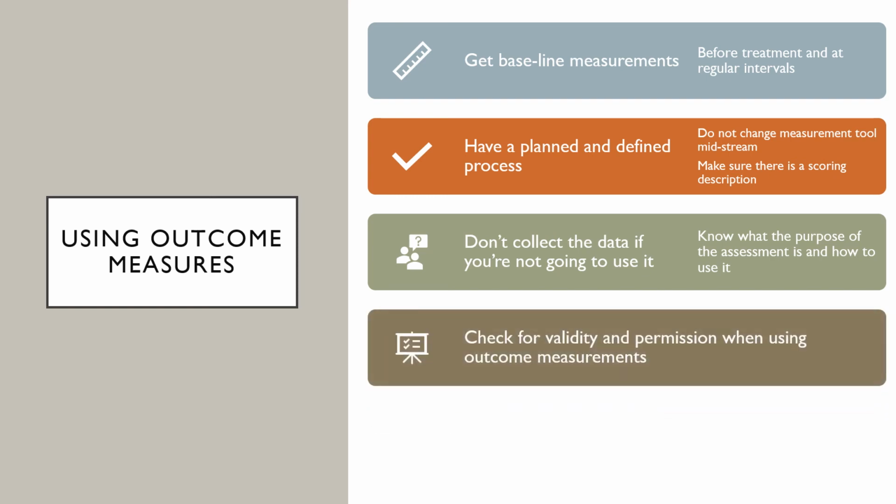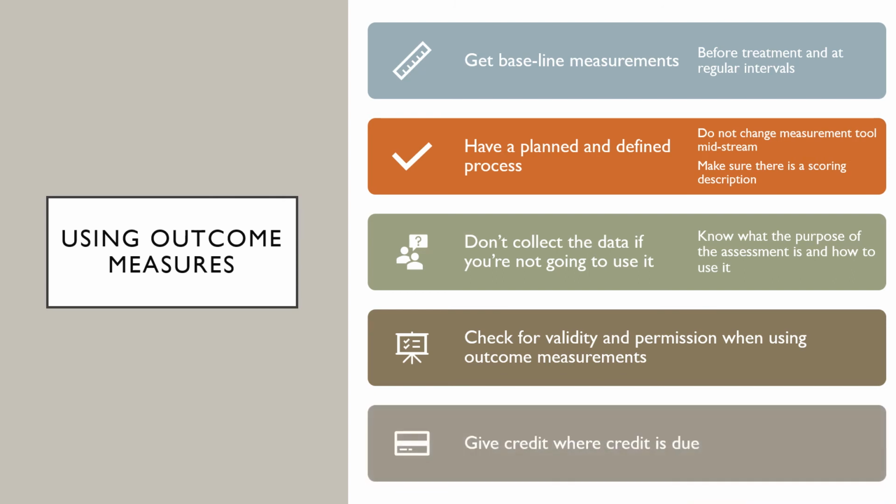You want to make sure that they are valid and permission is granted when you are using certain outcome measurements. You want to give credit where credit is due. If you have a measurement tool that someone bothered to spend their time and energy creating, you want to make sure that you give them credit. I'm going to give you a couple examples in a minute about the permissions, because oftentimes the name of the study is based on who created it. Give credit where credit is due, just like I said.